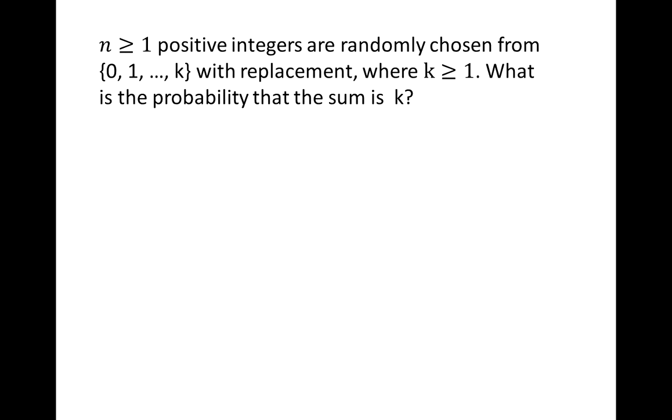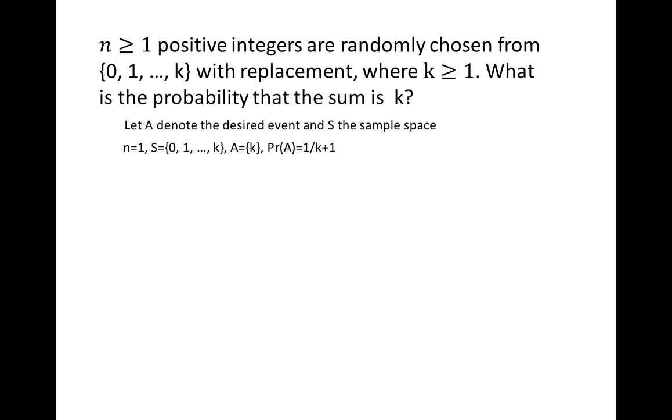Similar to the previous problem, we first let A denote the desired event and S the sample space. Then we try some simple cases to see whether we could find a good representation for the counting. When n is equal to 1, S is any number from 0 to k and A is k, so the probability is 1 over k plus 1.